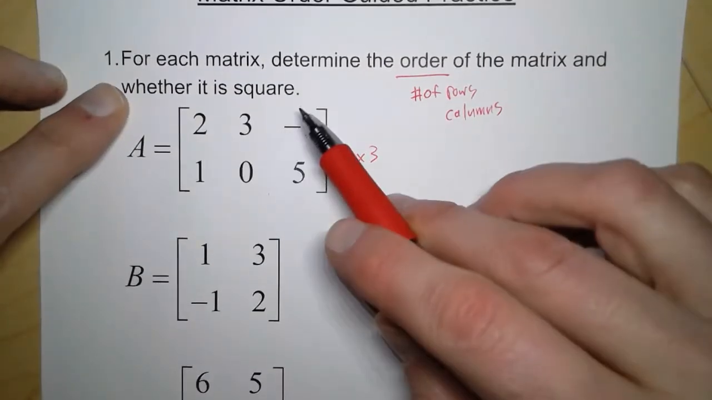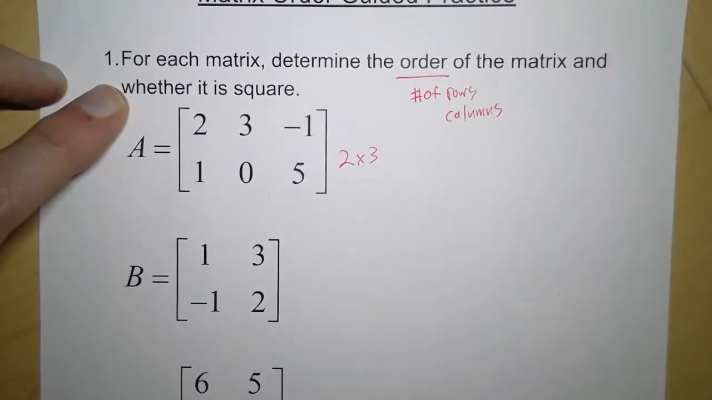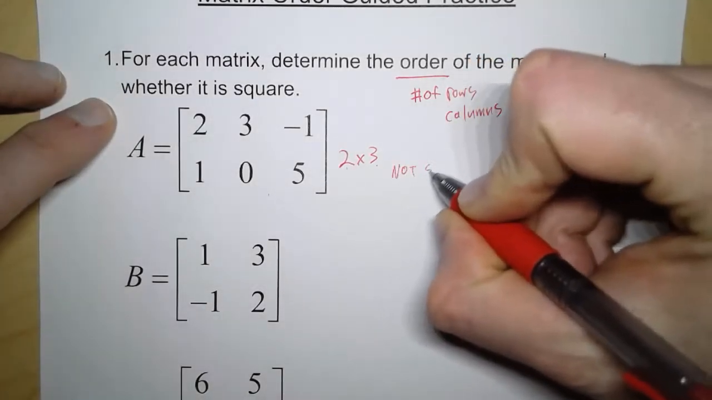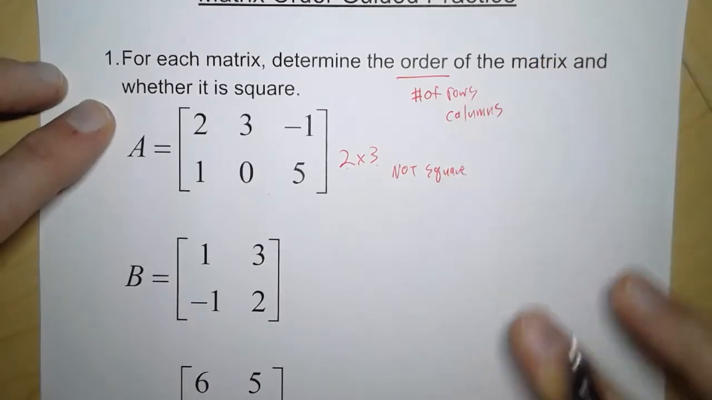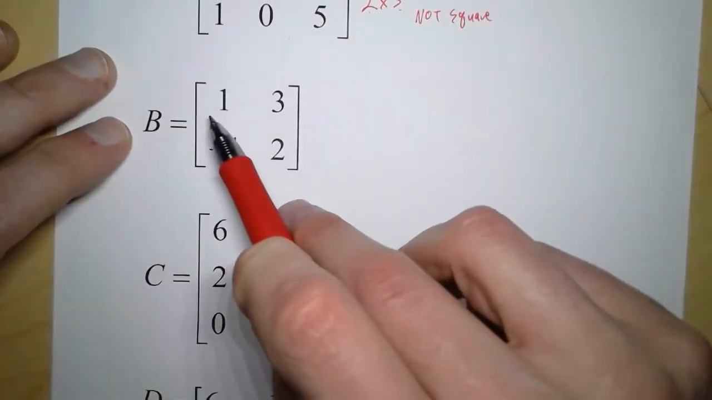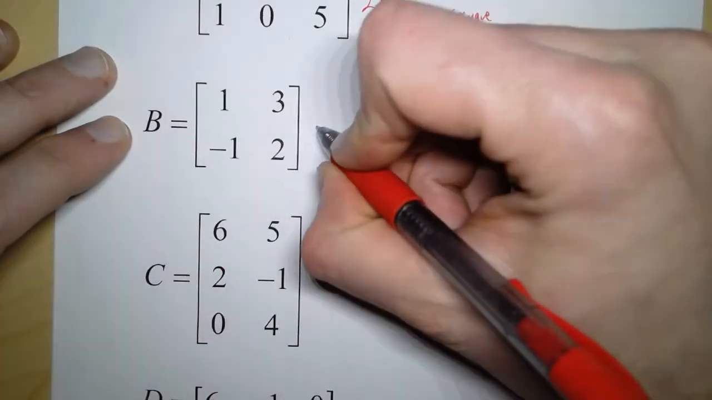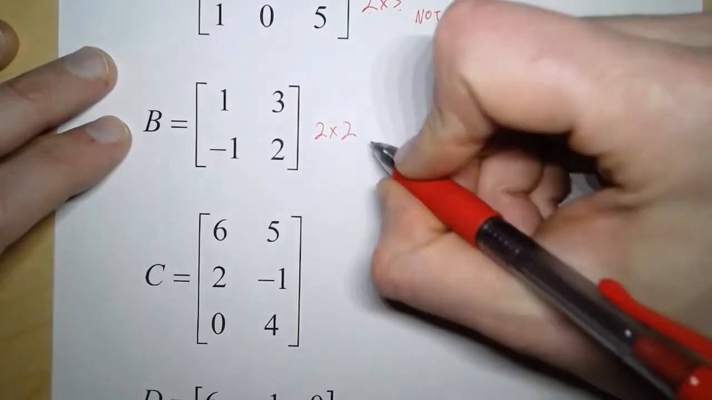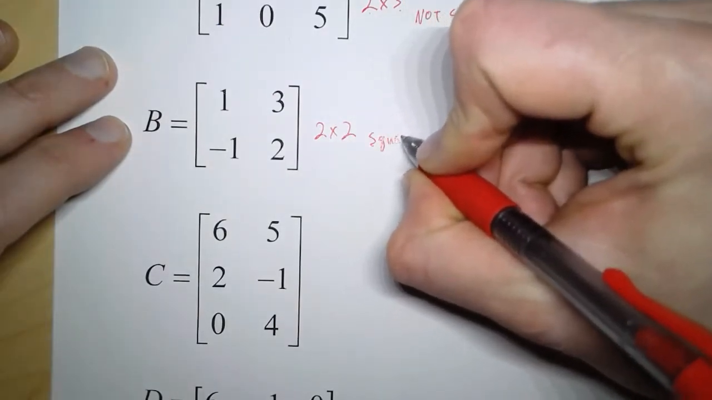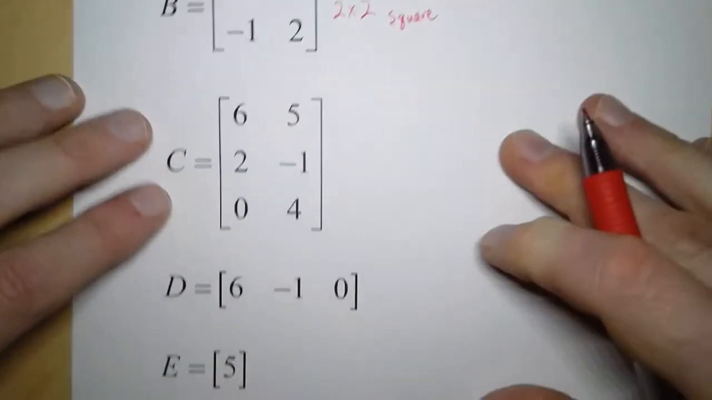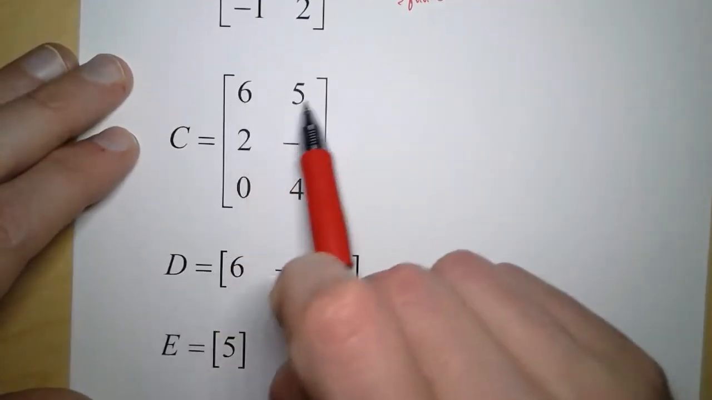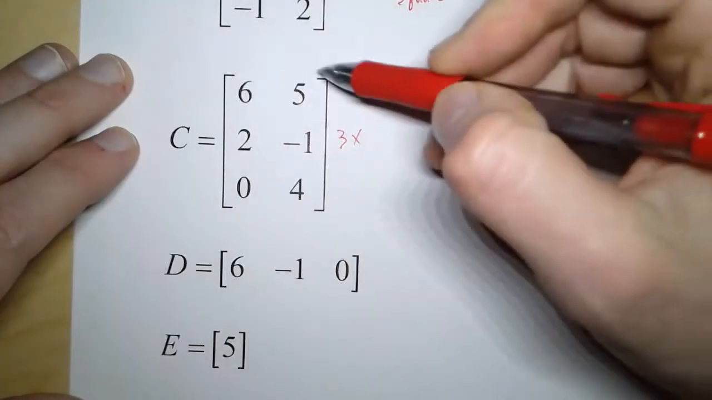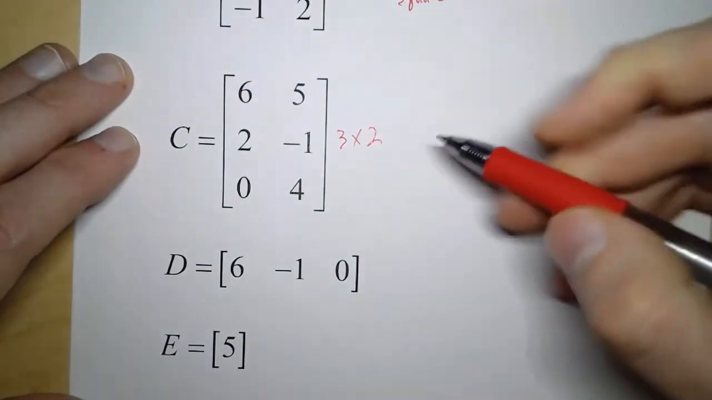And then finally it asks whether it's a square matrix. In order for it to be square, these two numbers have to be the same. So this is not square. For the next one, first look at the number of rows. So 1, 2, and the number of columns, 1, 2. So this is a 2 by 2, so this is a square matrix. For the third one, when we count our rows, we have 1, 2, 3. So this is 3 by, and we have 1, 2 columns. So this is a 3 by 2 matrix.